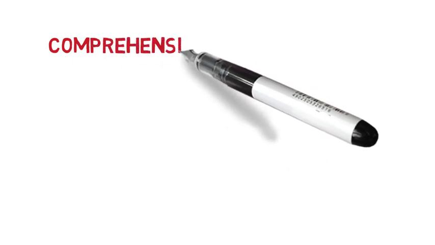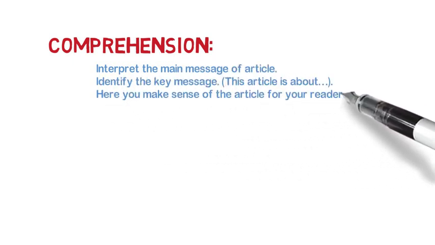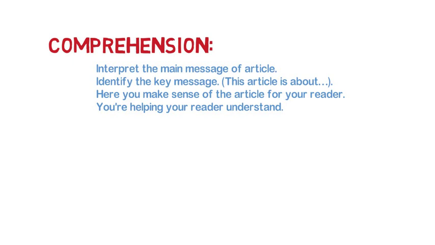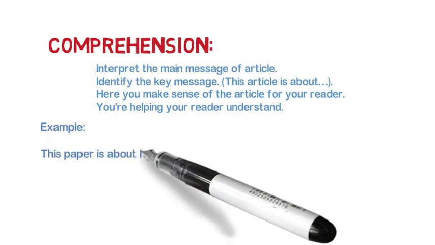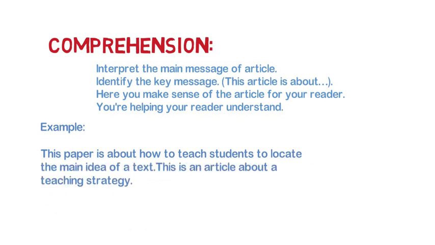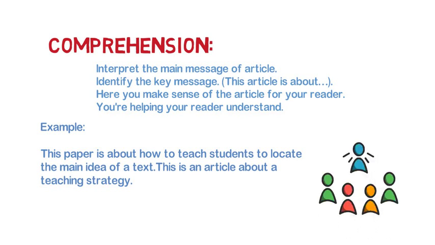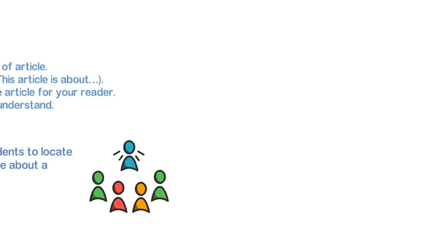With the next level, we're moving into trying to make sure my reader will understand what this paper is about. So here I'm interpreting at a lower level what the main message of the article is. I'm identifying the key message this article is about, and I'm making sense of the article for the reader, helping my reader to understand. This paper is about teaching students to locate the main idea of a text. This is an article about a teaching strategy. So that's what I'm explaining for my readers.